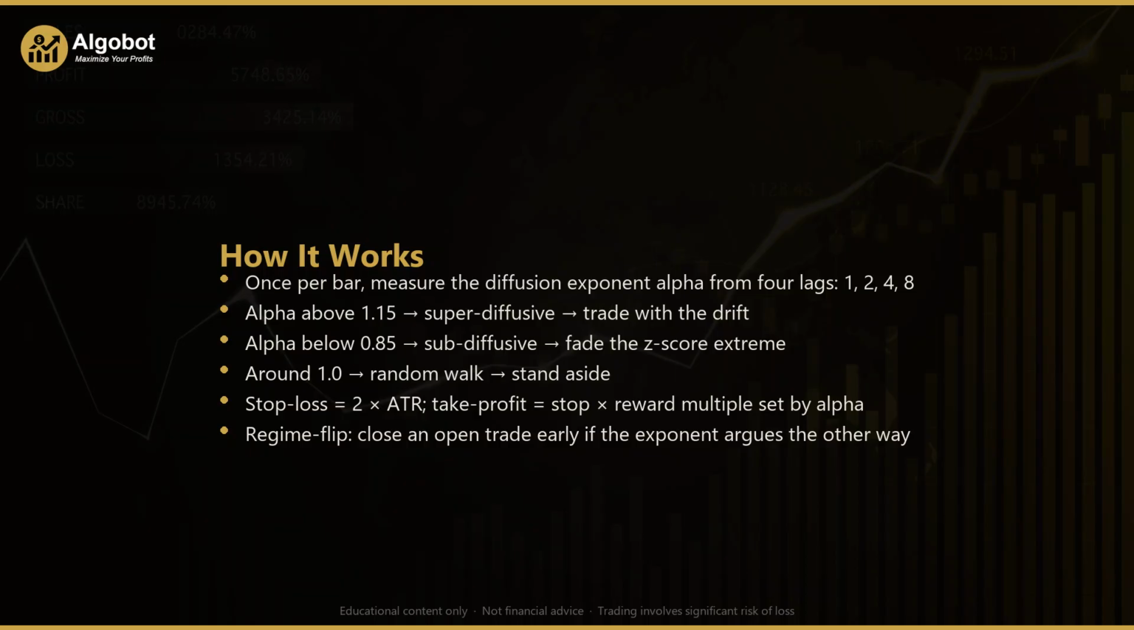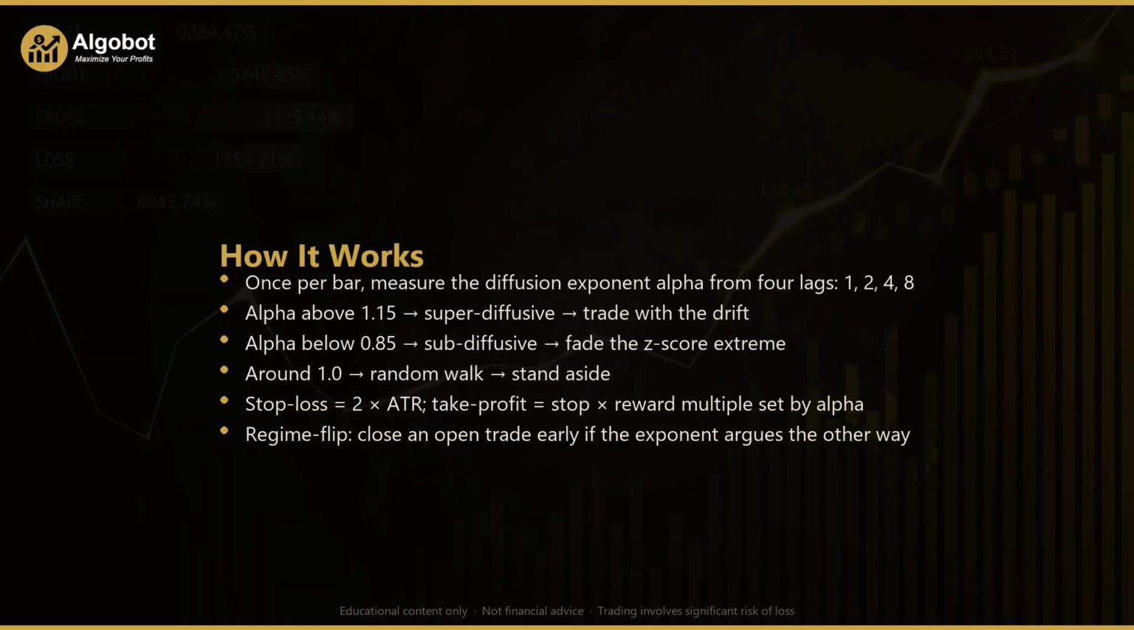and the strategy looks to trade with the trend. If alpha falls below 1 minus the band, below 0.85, the market is subdiffusive, meaning moves are being suppressed, and the strategy looks to fade extremes. Anywhere in between is treated as a random walk, and the strategy simply stands aside.